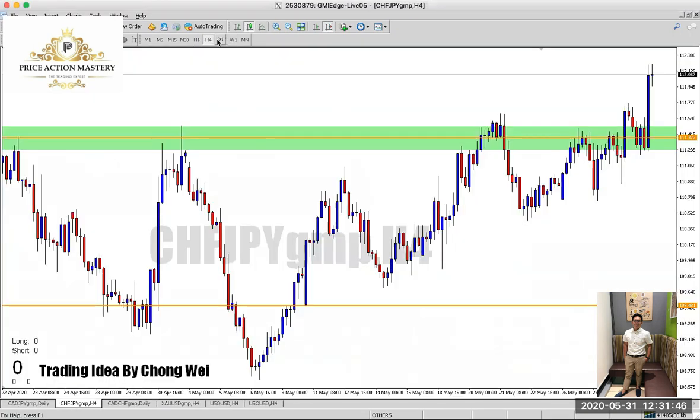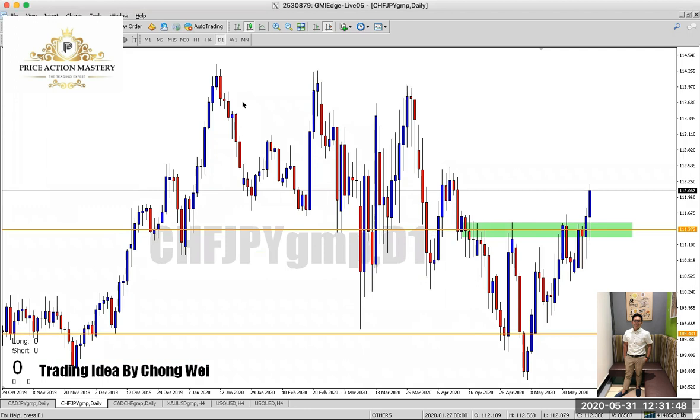CHF JPY, same thing, uptrend. It already came from a huge head and shoulders and a breakout. So maybe the market will retest here again and go up. I will be waiting at this area again. Can you see? Seller sell, seller sell, seller sell. Once the market breaks up, all the sellers get killed.